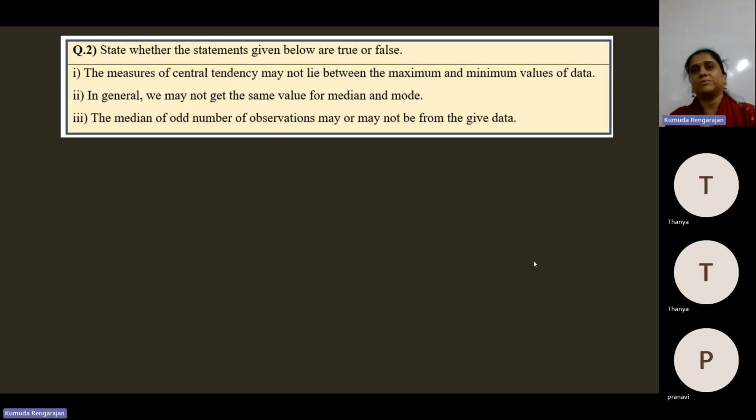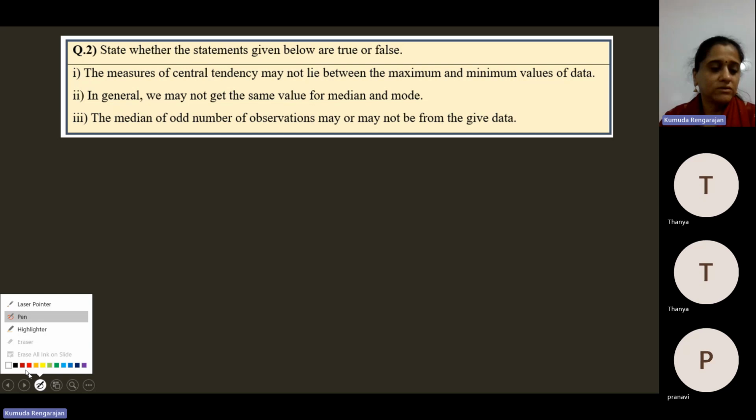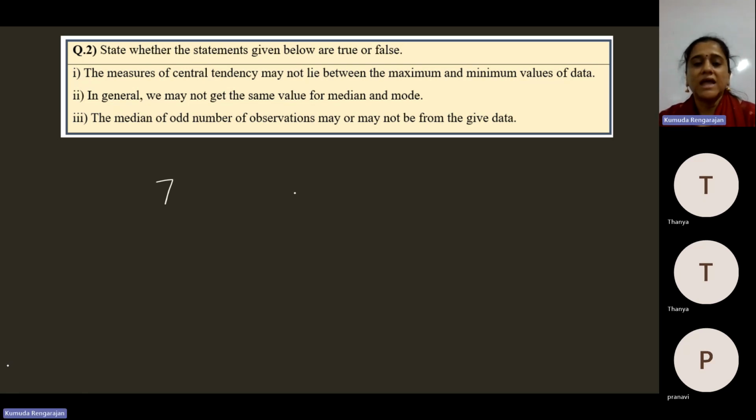Okay, let me tell you the correct statement. All the measures of central tendency, mean, median, and mode, will lie within the range, that is, within the maximum value and the minimum value. Suppose the minimum value is 7 and the maximum value is 20. Mean, median, mode, everything will lie between them.